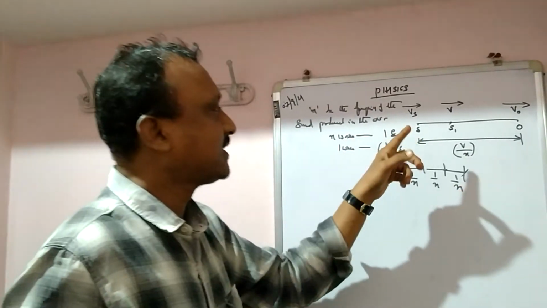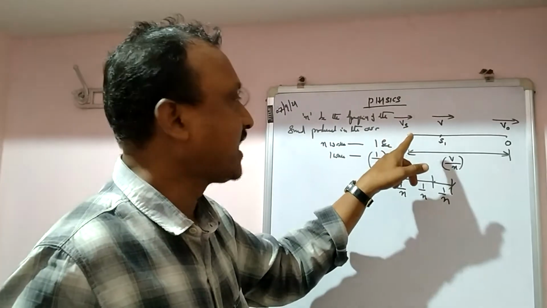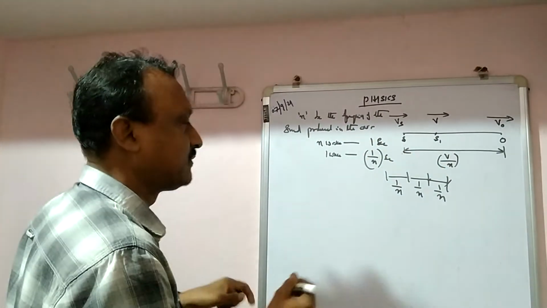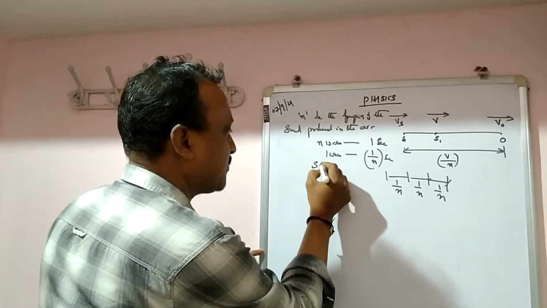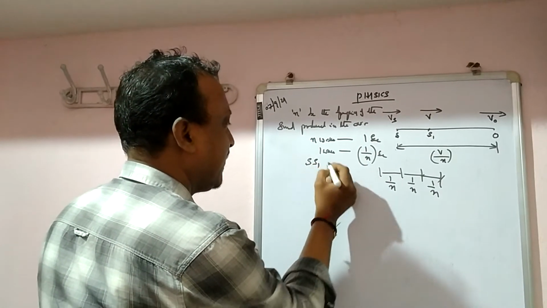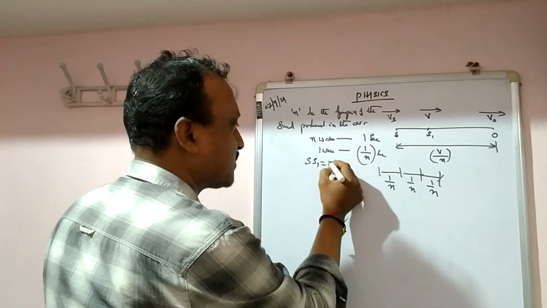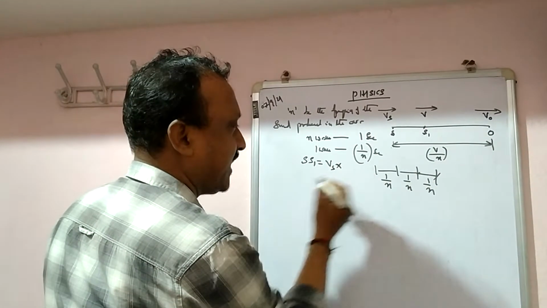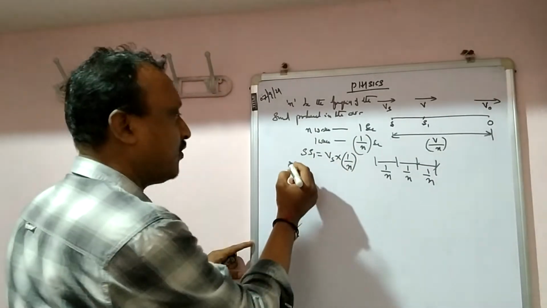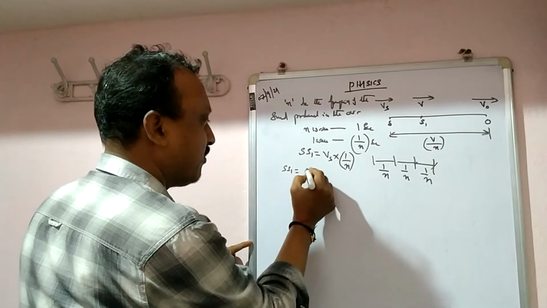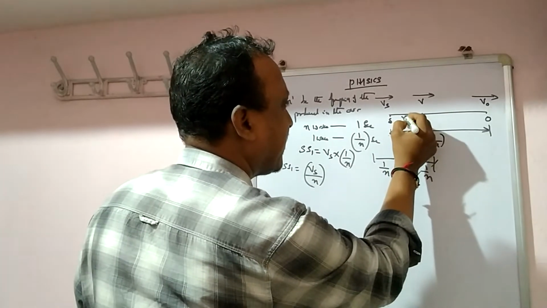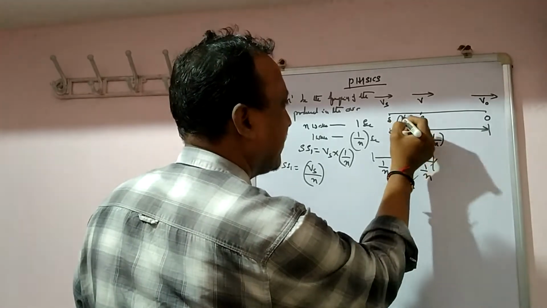Now let the source of sound, like a train, start from a point S. Let it travel from S to S1. So the displacement SS1 is given by the velocity of the source of sound into the time taken, that is the time lapse. Therefore SS1 is equal to Vs by n.